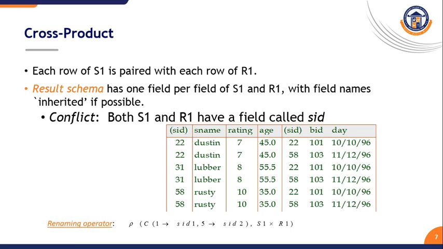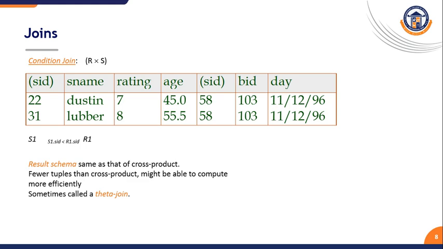The next one is join. A join is simply a cross product followed by a condition. For example, S1 cross R1, but only where S1.SID equals R1.SID. The schema is the same as the cross product, but the number of tuples is fewer, which makes it more efficient. What is another name for this type of join? It is a theta join. So for the join operation we have another name called theta join.